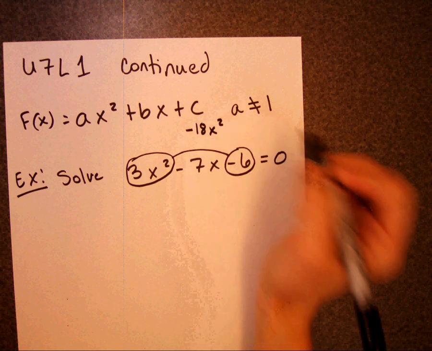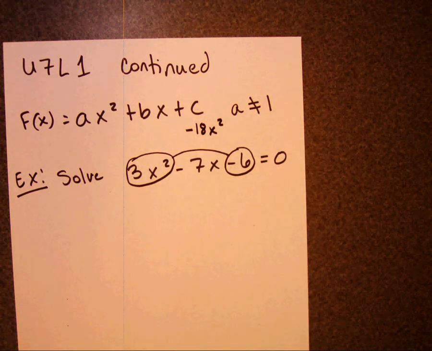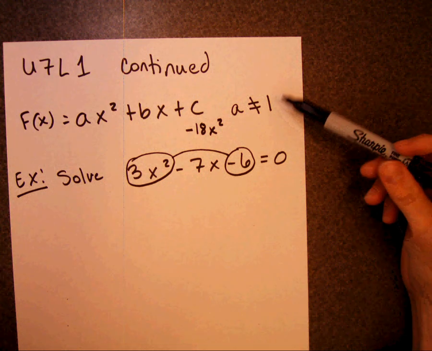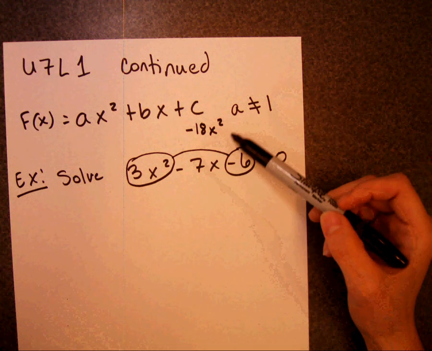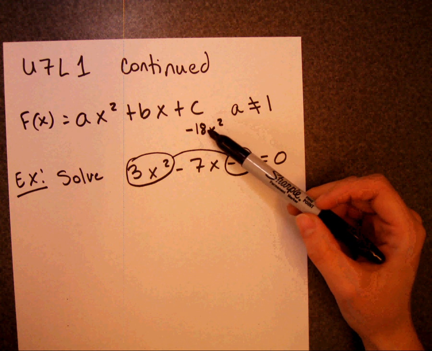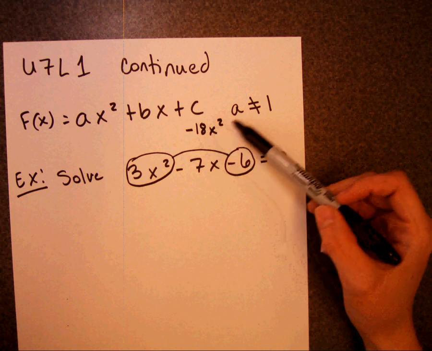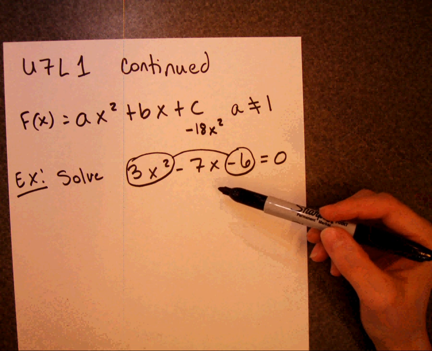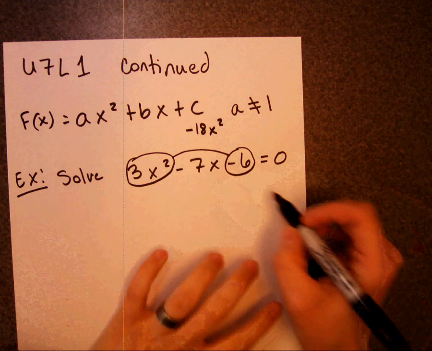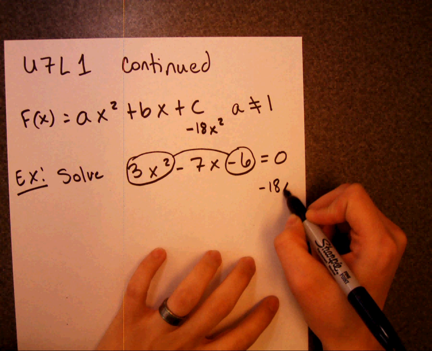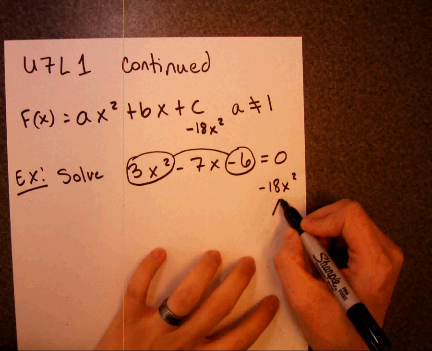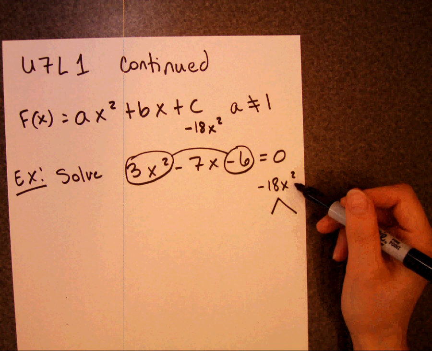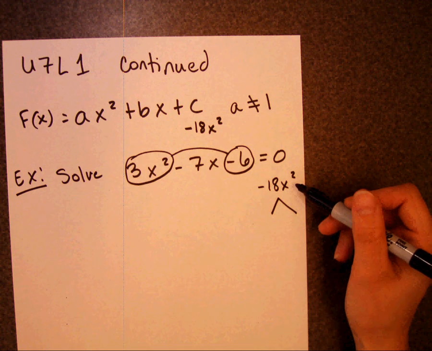Now again, same thing as what we were looking at when a was equal to 1. I want to find the pair of factors that when I multiply them together, I get negative 18x squared, and when I add them together, I get negative 7x. So I'm going to come off to the side real quick, negative 18x squared, and I'm going to list out the factors. So what do I multiply together that gives me x squared? It should be x times x. So I know all my factors should have an x.